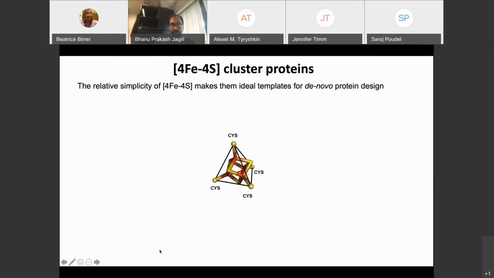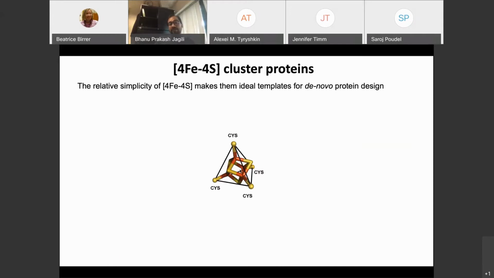So why 4 iron 4 sulfur cluster proteins? It's because of their relative simplicity. It makes them ideal templates for de novo protein design. And also in the previous talk, Vic was highlighting the importance of iron sulfur cluster peptides and their role as a primordial catalyst.